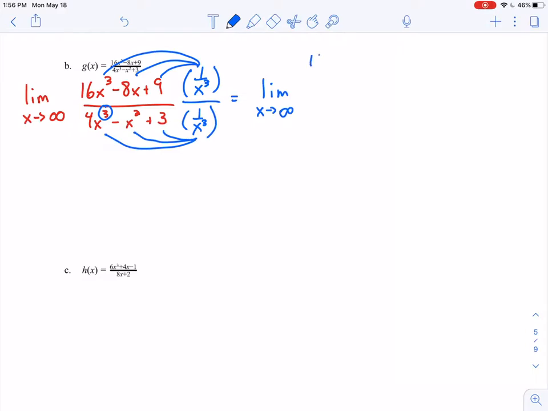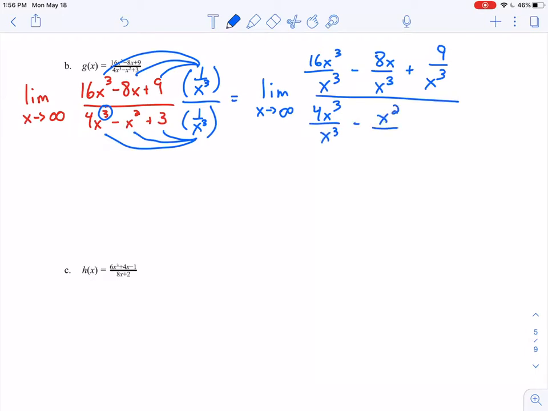I should have 16x cubed over x cubed minus 8x over x cubed plus 9 over x cubed, divided by, in my denominator, 4x cubed over x cubed minus x squared over x cubed plus 3 over x cubed. And just like last time, we've got some powers of x here and here. We can do some simplifying. So let's go ahead and do that at this point.